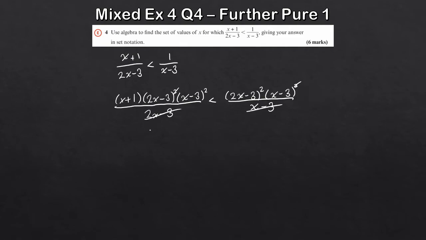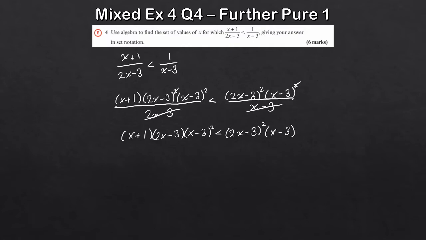So let's rewrite what we've got now. We've got x plus 1 times 2x minus 3 times x minus 3 squared, and this is less than 2x minus 3 squared times x minus 3.